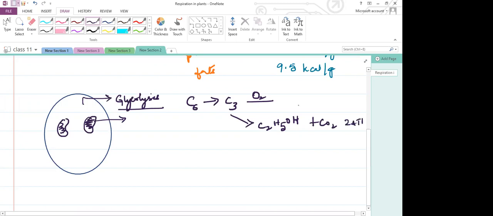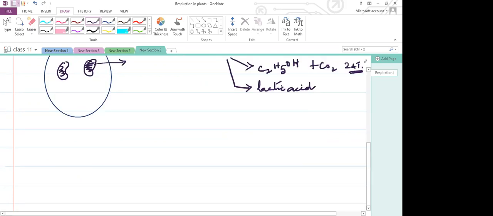The ATP released is very less here. And here 36 ATP is released. And sometimes in your muscle, when there is inadequate supply of oxygen, so what is released? C3 is released. So it's converted to lactic acid. Both are C3.